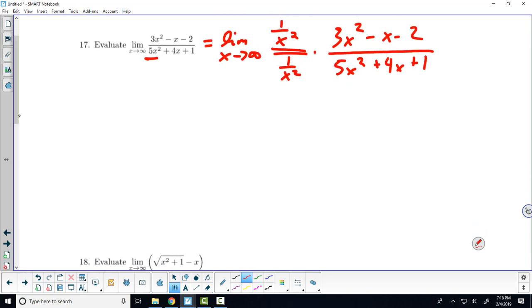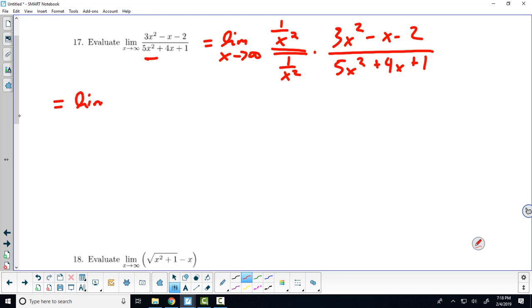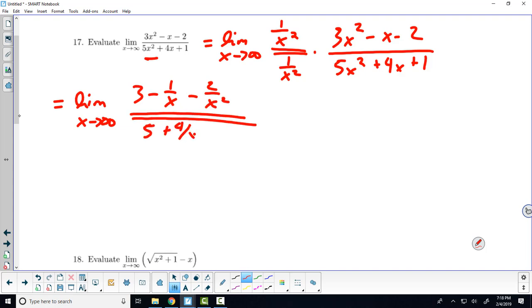So you do 1 over x squared divided by 1 over x squared, because it's going to be multiplied to both the numerator and the denominator. So this gives us the limit as x is approaching infinity of, now I'm going to distribute this 1 over x squared term to all terms. So this would give me 3 minus 1 over x minus 2 over x squared, all divided by 5 plus 4 over x plus 1 over x squared.